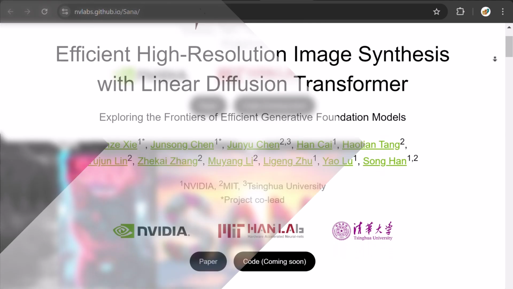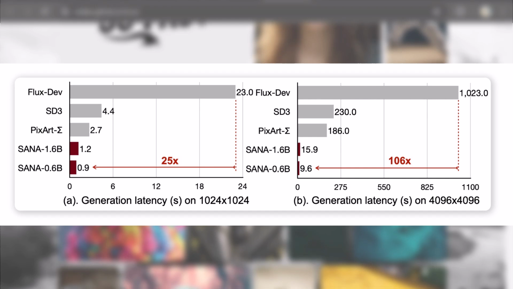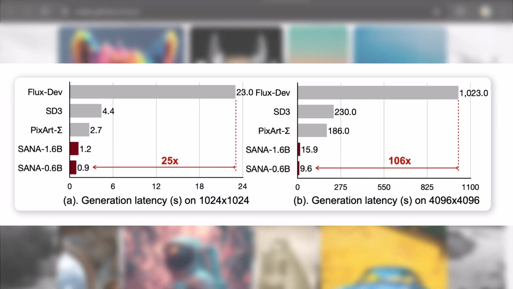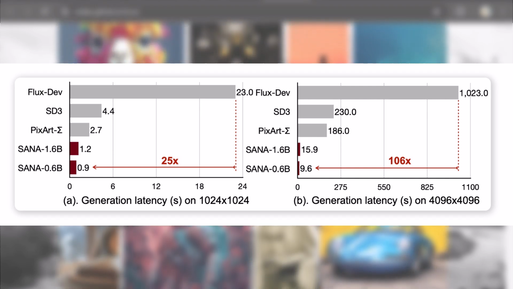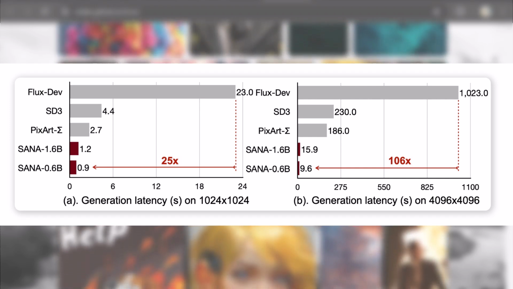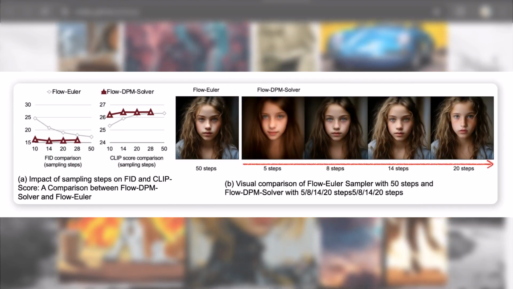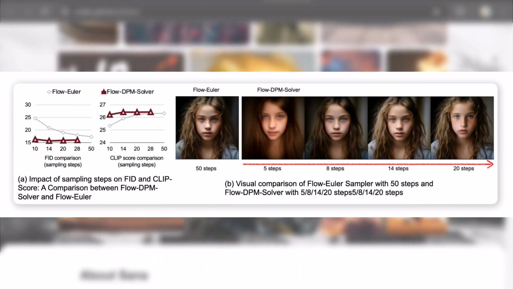What makes Sanaa stand out? Efficiency. At its core is a deep compression autoencoder that reduces image data by 32 times, allowing for ultra-fast training and inference without sacrificing detail. Compared to giant diffusion models like Flux 12B, Sanaa 0.6B is 20 times smaller and 100 times faster. Imagine this: Sanaa can generate a 1024 by 1024 image in less than a second.